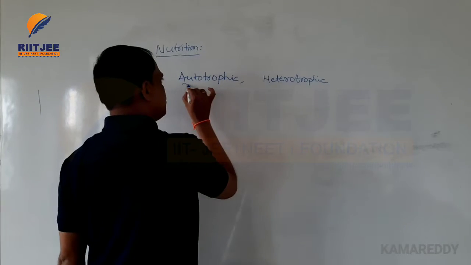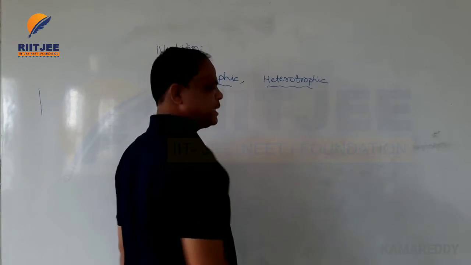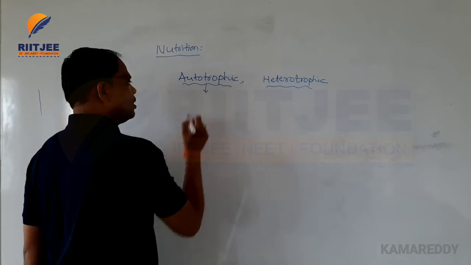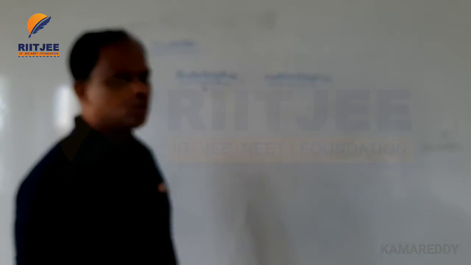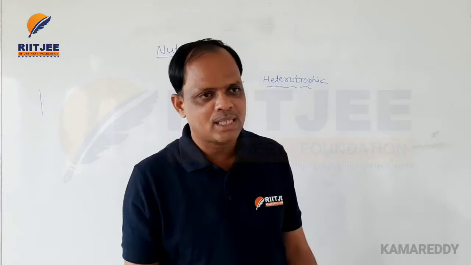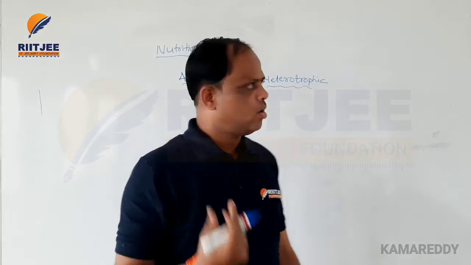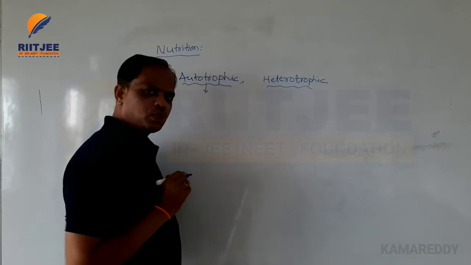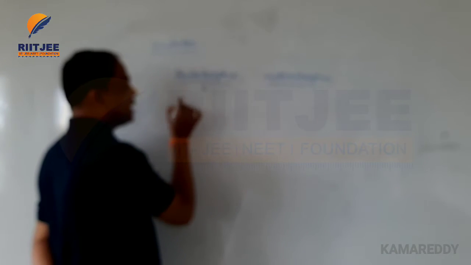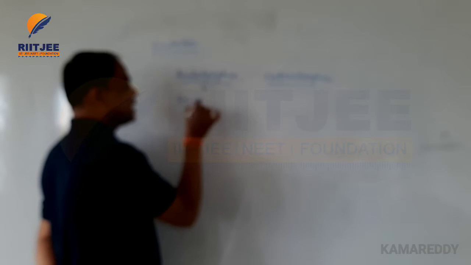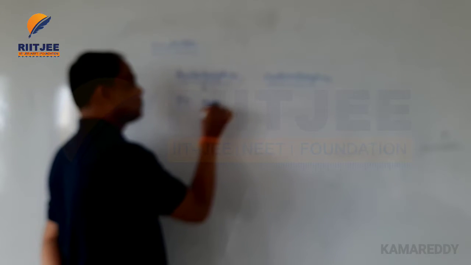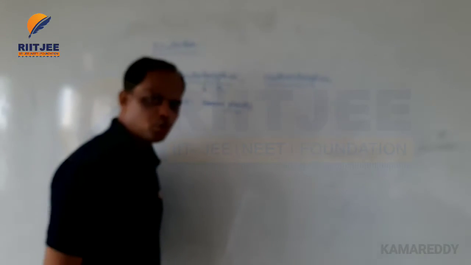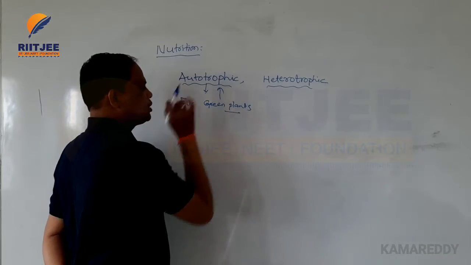Autotrophic and heterotrophic, based on dependent and independent. Autotrophic means all these autotrophic organisms manufacture food on their own, or they can synthesize food materials on their own. The main example of autotrophs is all green plants. All green plants are the best examples of autotrophs. Okay, so this is the autotrophic.